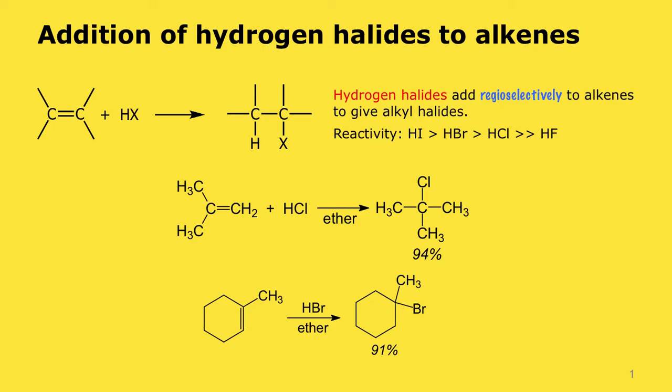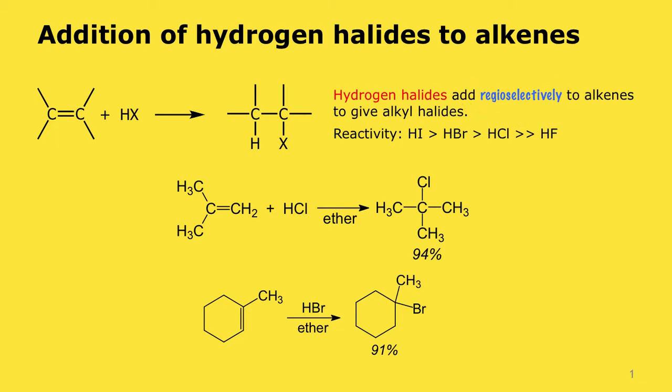We've previously looked at the electrophilic addition of hydrogen halides to alkenes, and it's time now to look more closely at these reactions. Looking back, we introduced these reactions with the reaction of simple hydrogen halides to alkenes, and made the notation at the time that these reactions occur regioselectively.